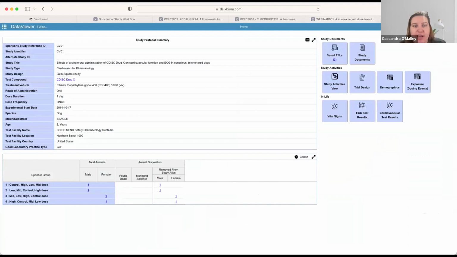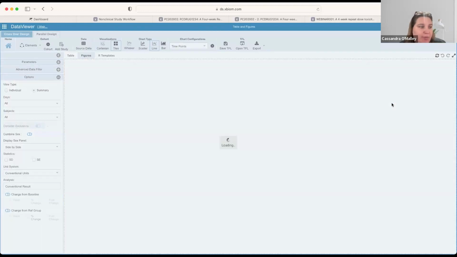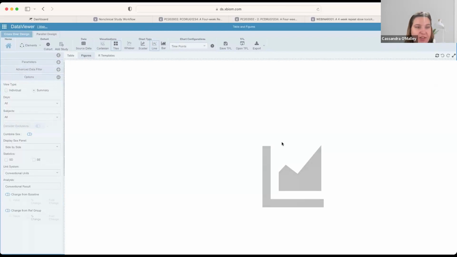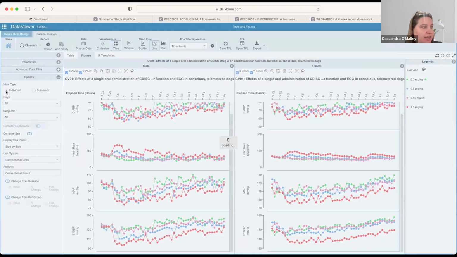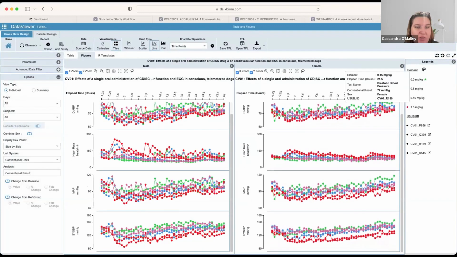This study is a cardiovascular and ECG study on dogs. It's in a Latin square design. And we're just going to take a look at the cardiovascular for the study. So as we said, it's a Latin square design. It's a little busy. We click over to the individual, it gets even busier. There's still some information we can pull out from this.